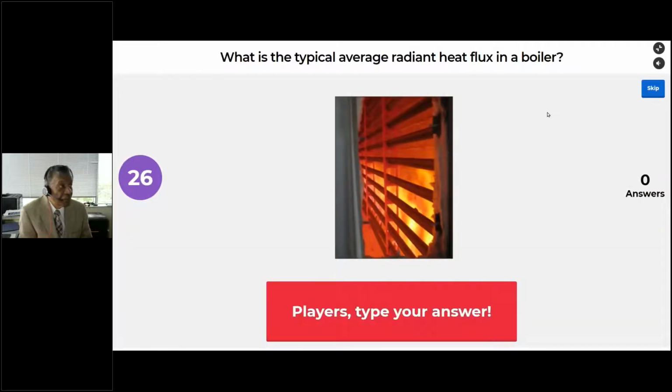So here is a question for you. What is the typical average radiant heat flux in a boiler? Why don't we take a guess?